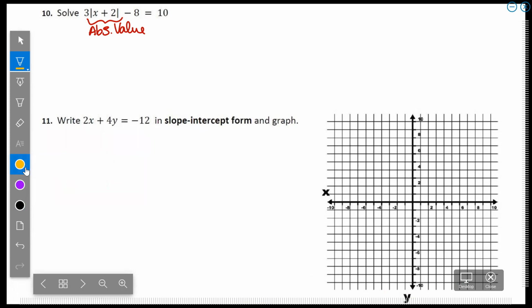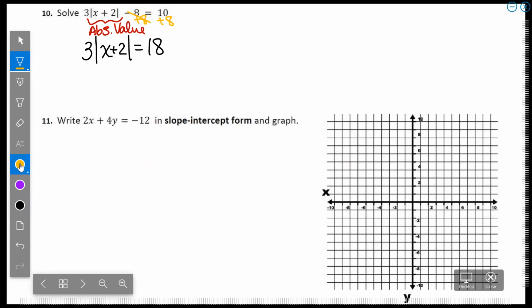Who's on the outside of the absolute value? 3 and a -8. Which one has to go first? Which one's easiest to get rid of first? The -8. How do I get rid of a -8? Add 8 to both sides. All right, so I have 3 times the absolute value of x plus 2 equals 18.